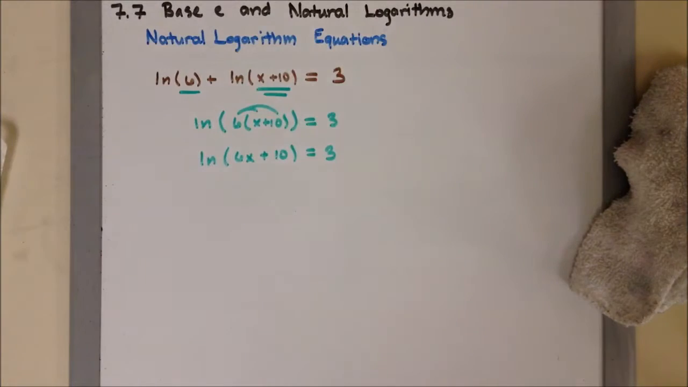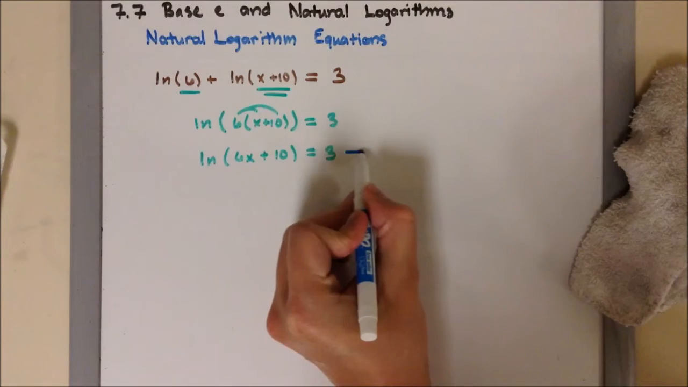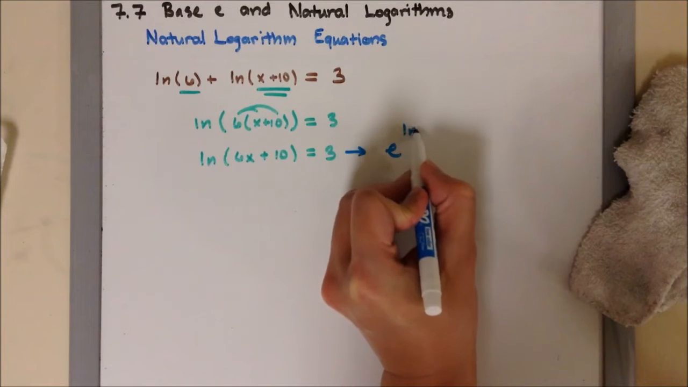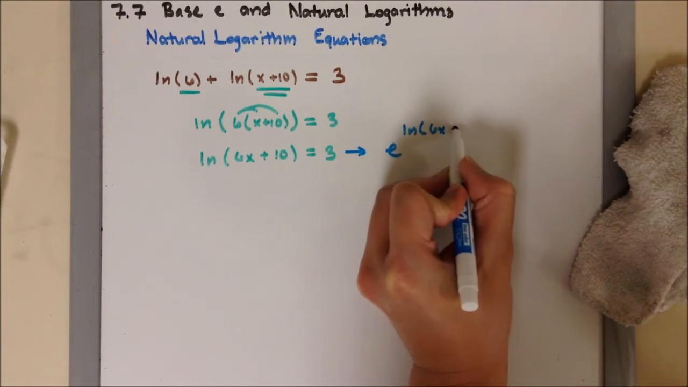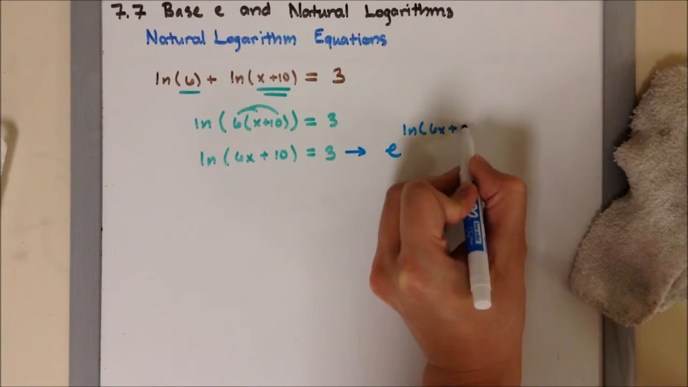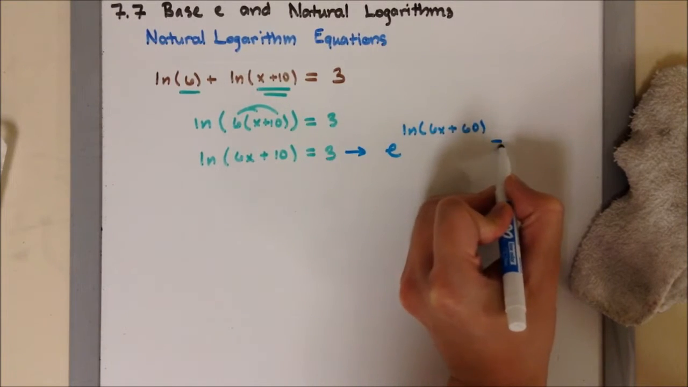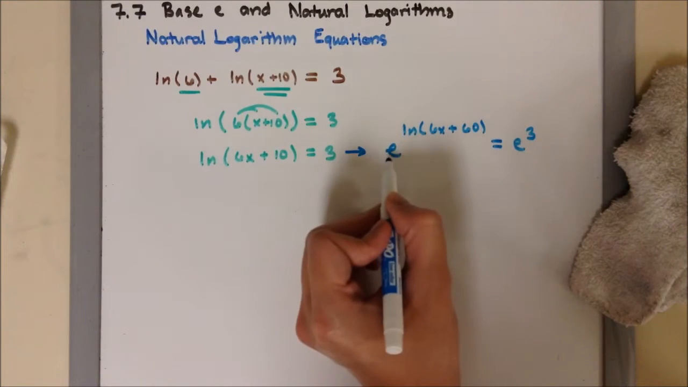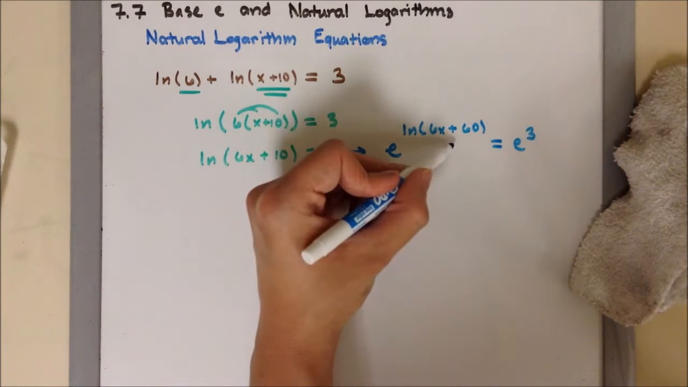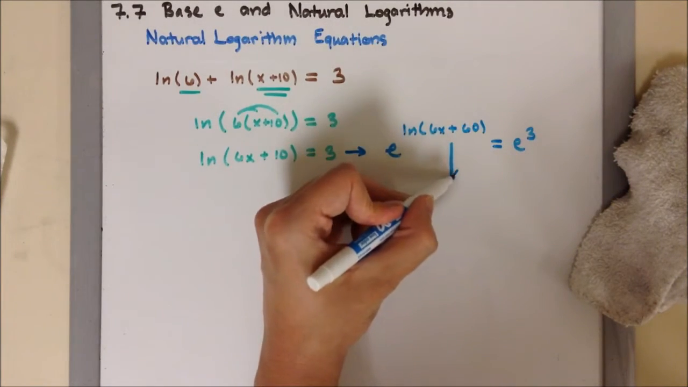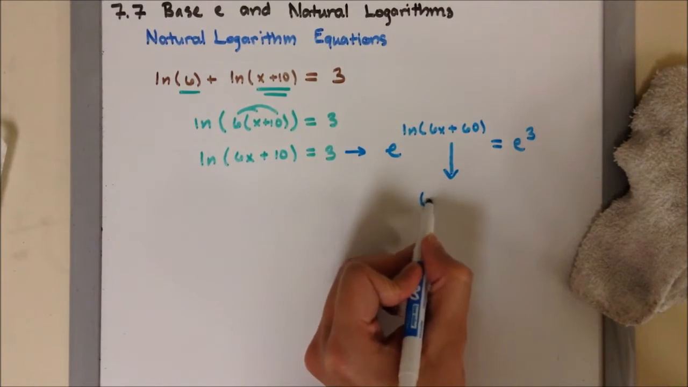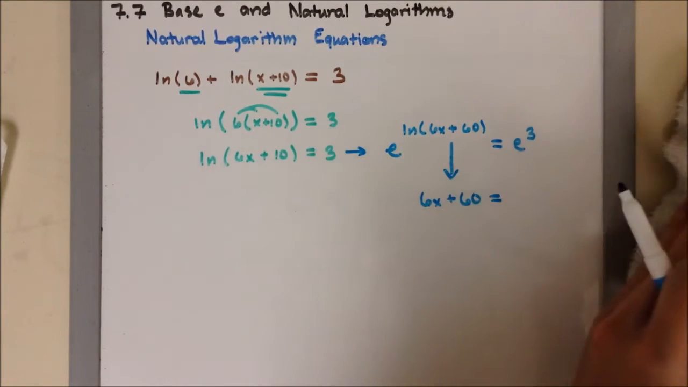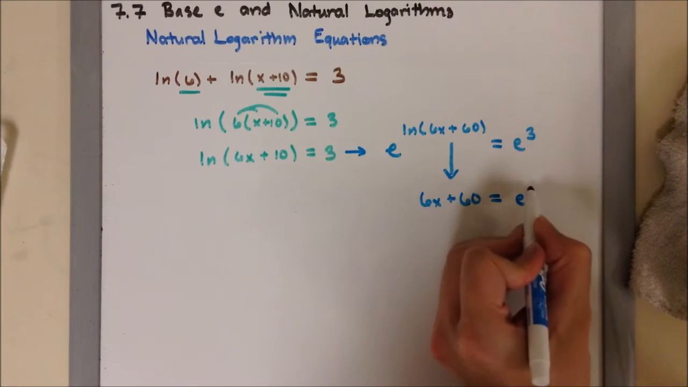I'm going to have e on both sides. So on the left side, e raised to the power of natural log of 6x plus 60 equals e to the power of 3. So since we have e to the power of natural log on the left side, I'm going to bring the inside of the natural log, write it as a regular size 6x plus 60, and that is equal to e to the third power.